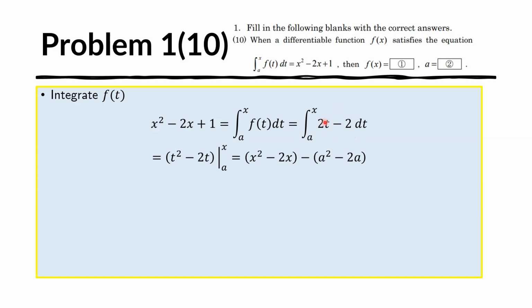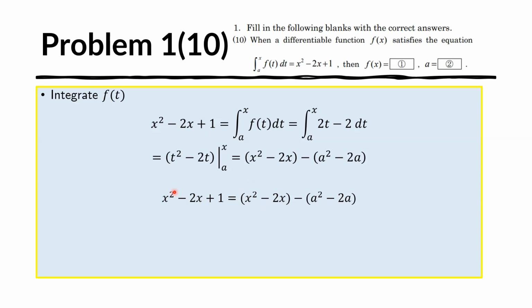The integral of 2t is just t squared, and the integral of 2 is 2t. And the limits from a to x are written this way. And now we just replace t with x, so x squared minus 2x for this bit, minus, we replace it with a, so a squared minus 2a. And now we see that this is equal to this. Write that down. So this came from the given, and this came from our integration.